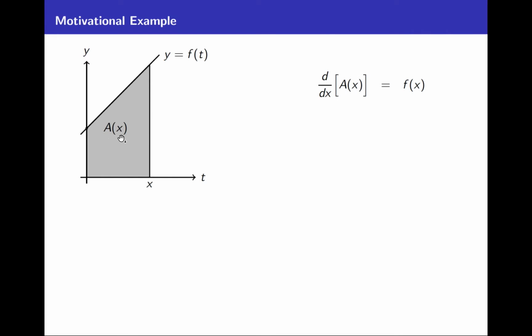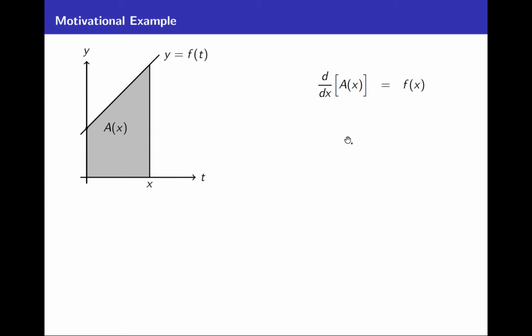So a of x in this picture, you'll remember, is the area under the graph of y equals f of t between 0 and x. And what we saw in the previous slide is that d dx of a of x equals f of x. The derivative of area equals the original function.